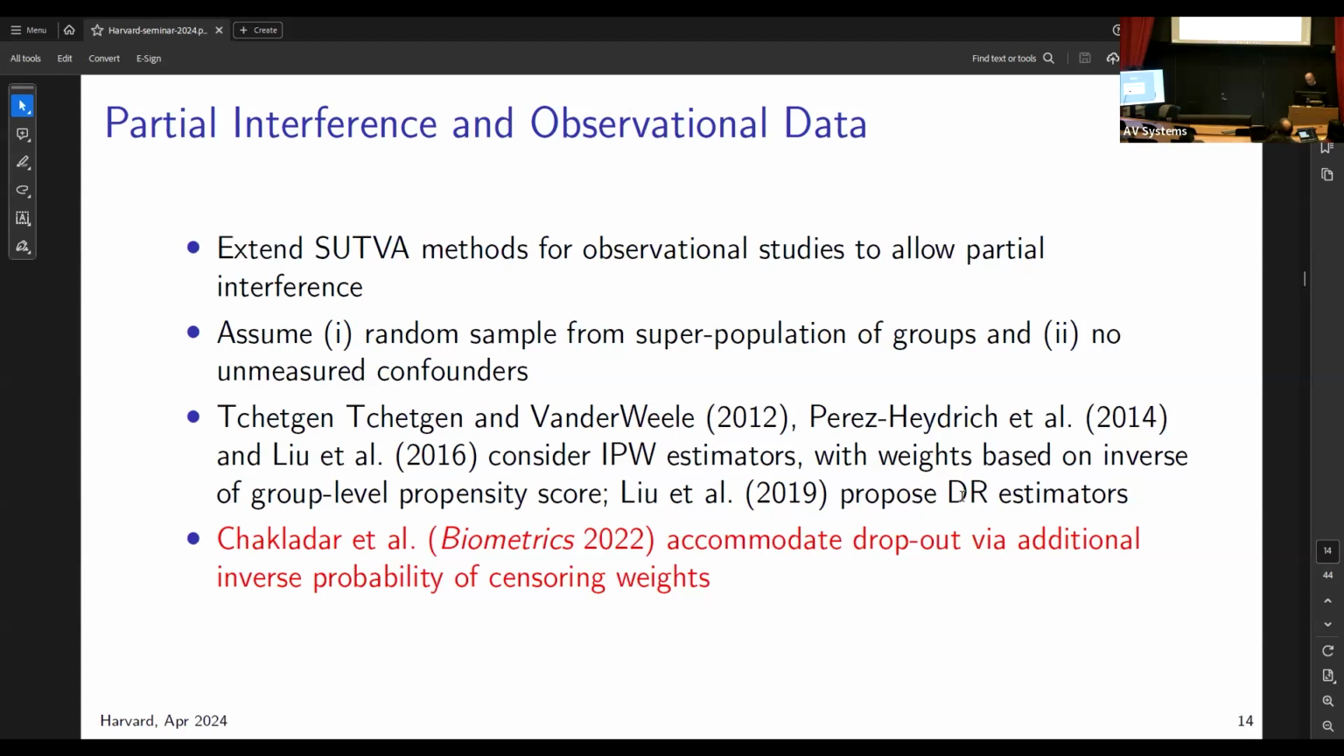There is a doubly robust estimator that was proposed in 2019, and then I'm going to show you some results from this paper in 2022 by Chakwadar et al., where we basically extended to allow for censored outcomes by including inverse probability censoring weights as well. So the extension to deal with the censoring weights is not particularly exciting. I just want to show you these methods in application to real data.